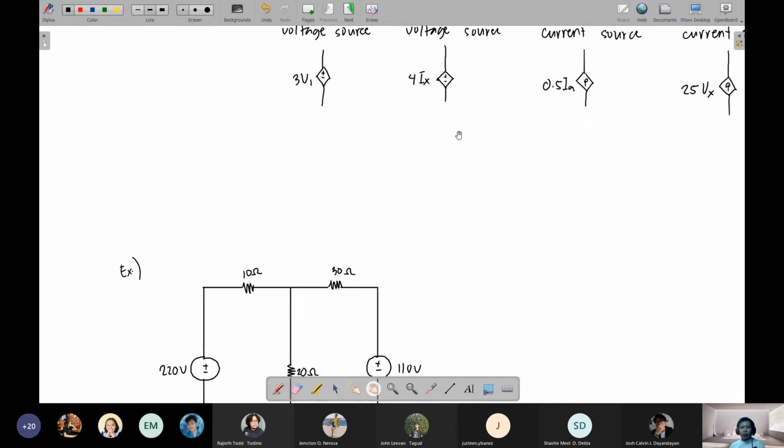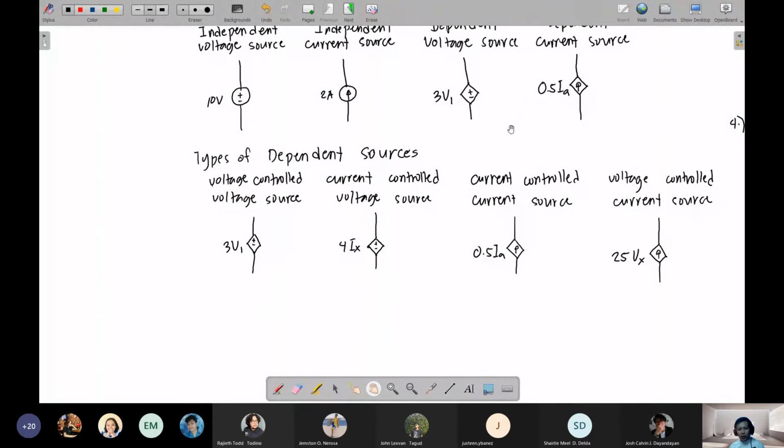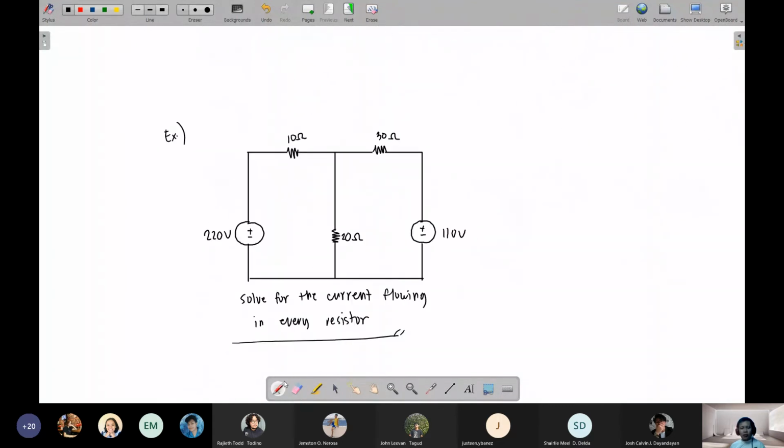Okay, first, step number 1, recall, step number 1: assign current in every resistor or load. So again, when assigning current, the direction is up to you, left or right, up or down, and the name is also up to you. For this one, going to the right, let's call this I1. Then this one, let's assume going down, let's say I2. And then here, to differ, going to the left, let's call this I3. There is no other resistor, therefore these are all the unknown currents.